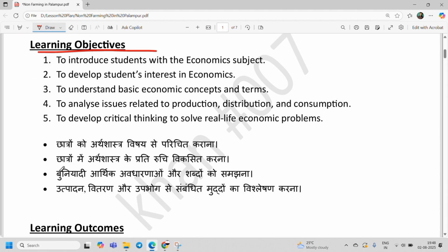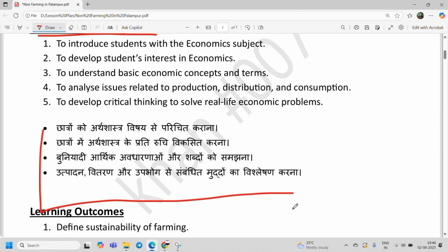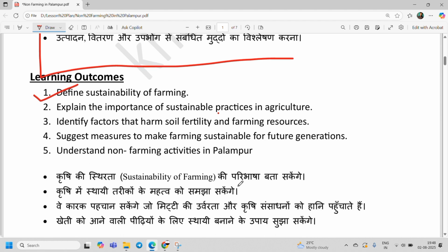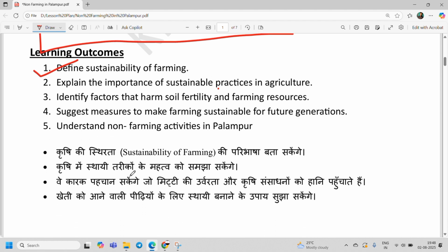Okay, it is also written in Hindi for Hindi medium students. After writing the learning objectives, we come across learning outcomes. What are the outcomes of teaching that topic? To define sustainability of farming, to explain importance of sustainable practices in agriculture, identify factors, suggest measures to make farming sustainable, understand non-farming activities in Palampur. These are the learning outcomes of this topic. Okay, you can write 3 to 4 outcomes.